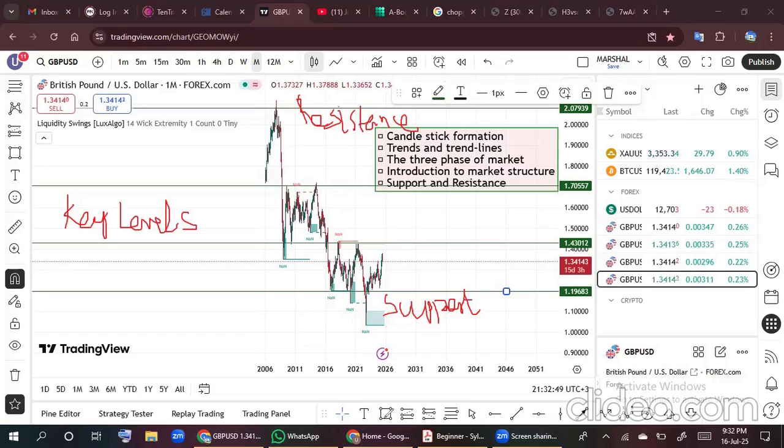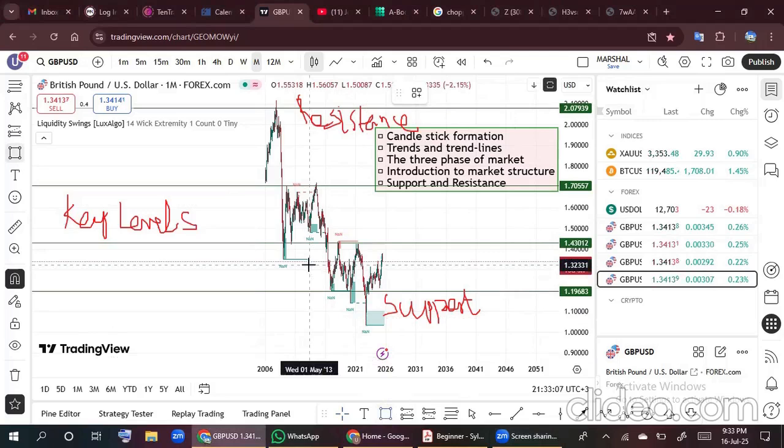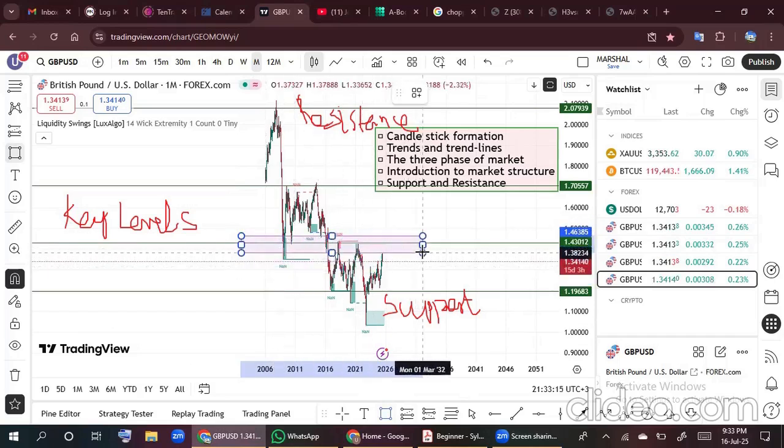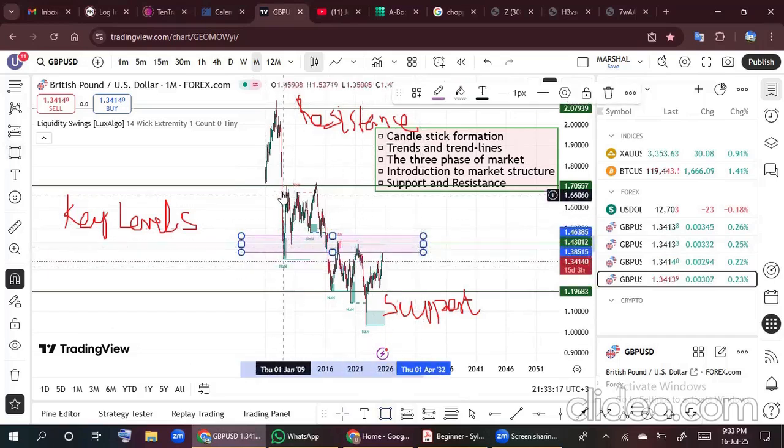Now, I was talking about zones. A zone is a region in the chart where the previous support becomes a resistance. For example, here is a zone in this market. Previously, we see that this place was a support for this market.